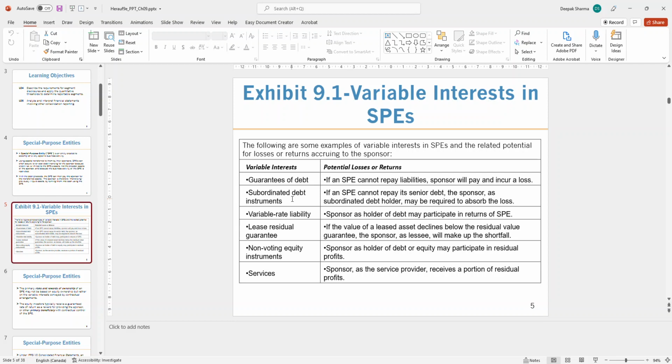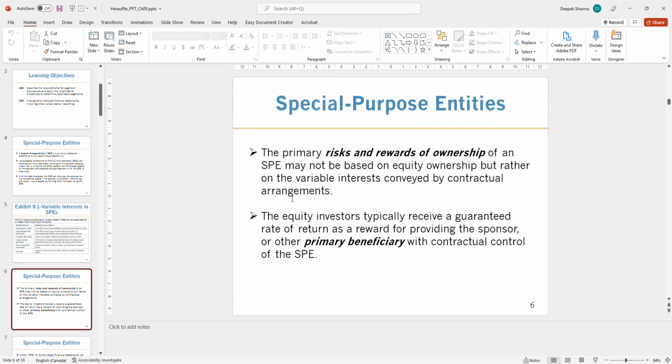So these are some of the things that could end up creating that relationship for special purpose entities. If those do exist, then you have to follow the rules under IFRS for reporting and disclosure purposes. The main reason is that the relationship that exists is a risk and reward relationship. That's what the SPE determines.